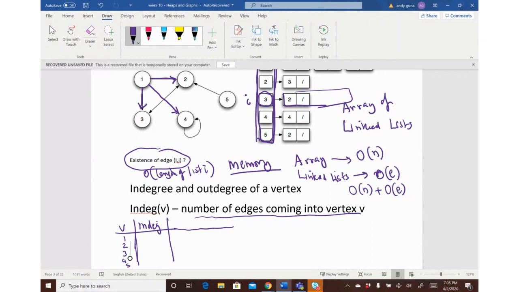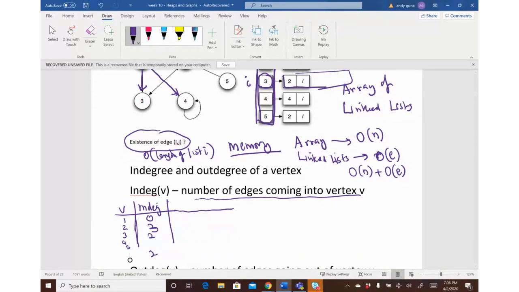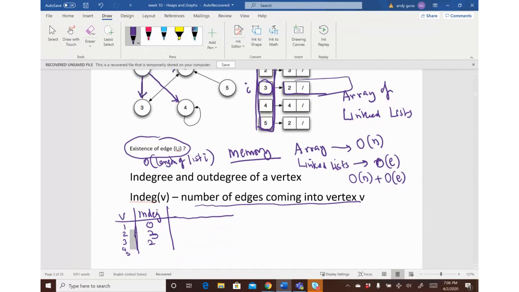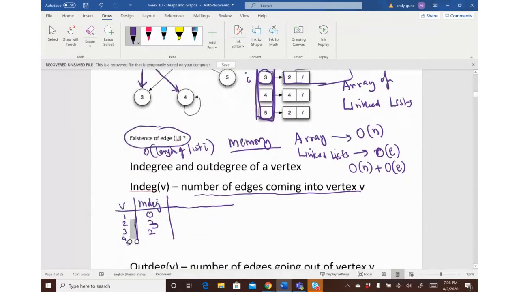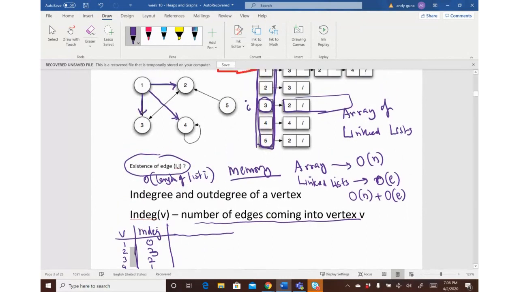So if you take vertex V, how many edges are coming into vertex V? Vertex 1, that's going to be 0 because nobody's coming into that. Vertex 2, there are actually 3 edges coming in. Vertex 3, you have 2 edges coming in. And vertex 4, you have 1 edge coming in. And vertex 5, you have no edges coming in.